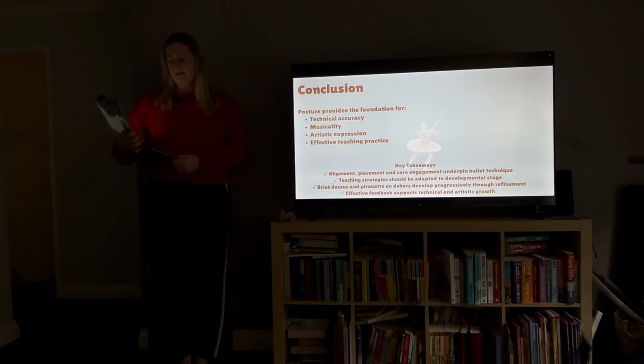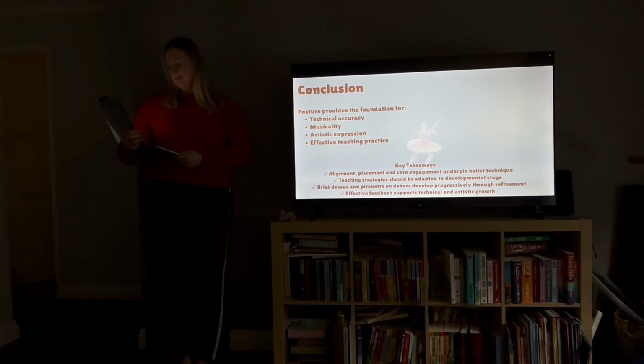Posture provides the foundation for technical accuracy, musicality, artistic expression, and effective teaching practices. Some key takeaways from our PowerPoint today: alignment, placement, and core engagement underpin ballet technique. It is very crucial that students learn this from a young age so that they are able to develop and take this further in their dancing career.